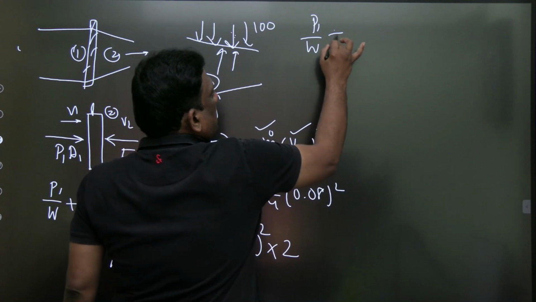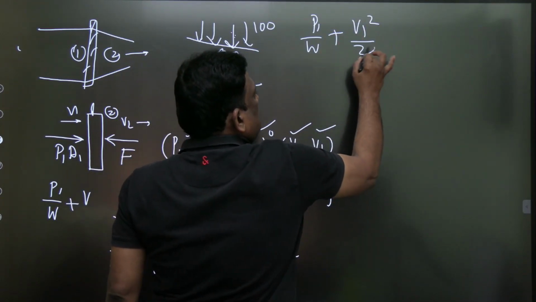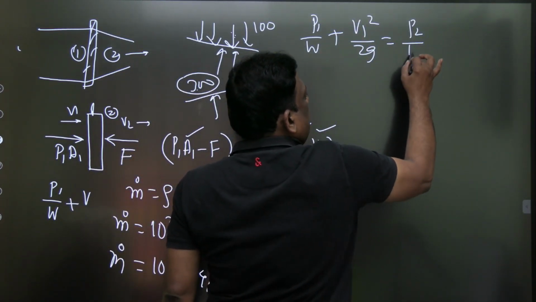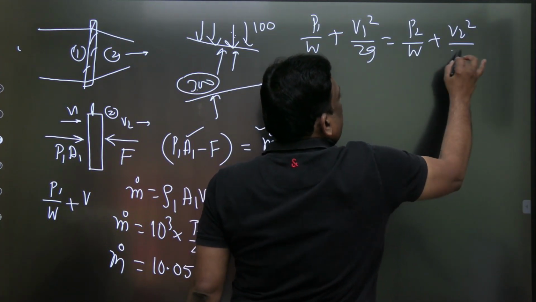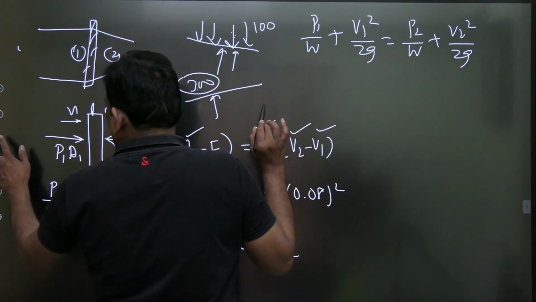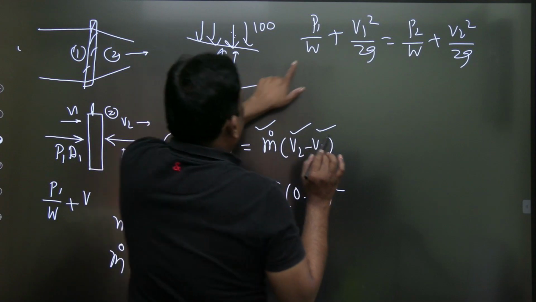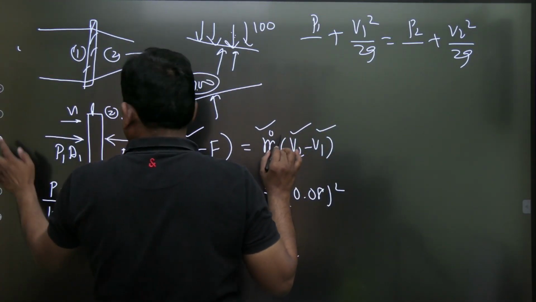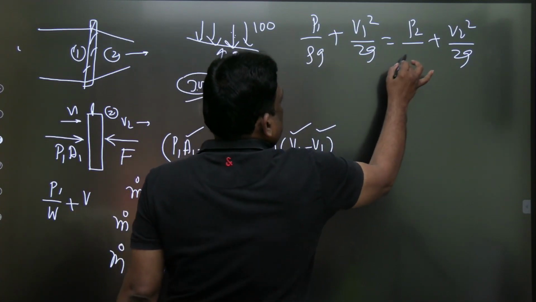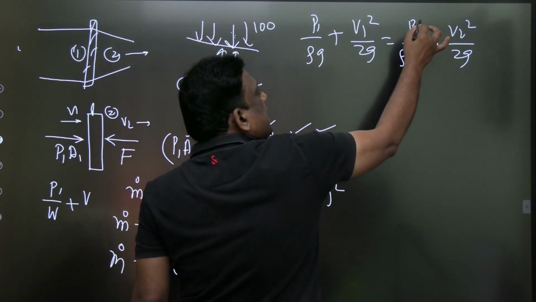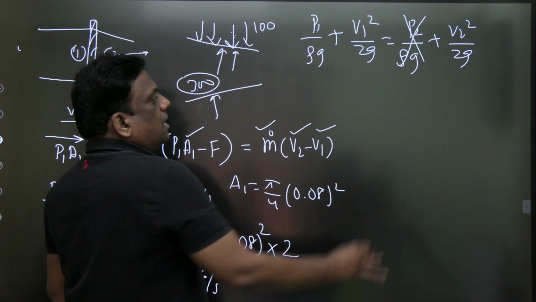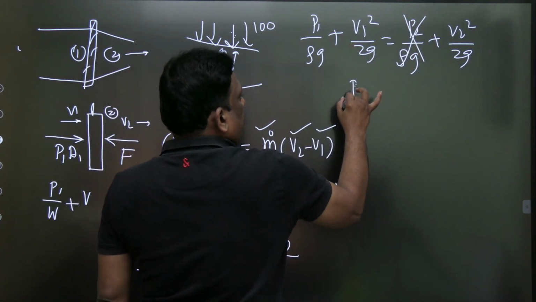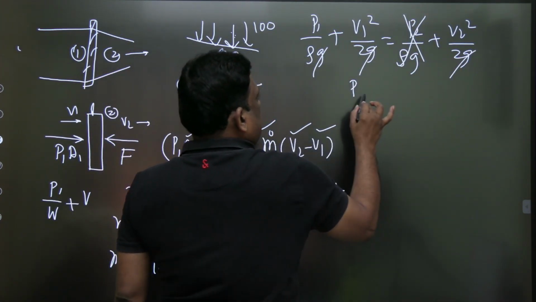P1 by W plus V1 square by 2G. It is horizontal, so no Z1, Z2. And losses are not given, so I will not take them. So W can be written as rho g, no problem at all. So this is rho g, this is rho g. And P2 is atmospheric. Anyway, we are taking gauge pressures, so P2 is atmospheric 0. So P1, G can be cancelled.